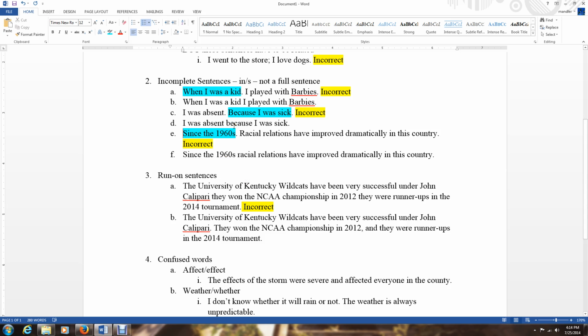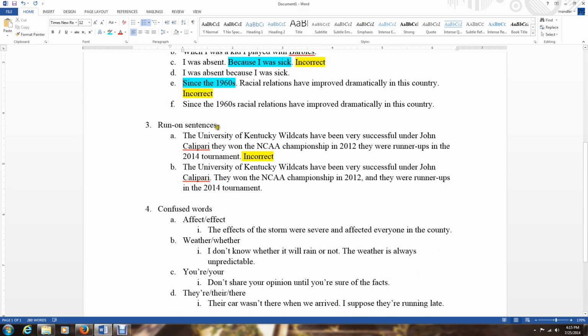For some reason, when we're writing, we put a period when we didn't mean to, but it creates this confusion for the reader. So, "Since the 1960s, racial relations have improved dramatically in this country." Usually when you see that incomplete sentence notation on your paper, it just means that you need to combine two sentences, usually the one that came before the incomplete sentence or the one that came after it. To check, just read your sentences in your essay slowly, and stop at the end of each one and think, does that sound like it could stand on its own as a complete sentence? "When I was a kid" doesn't. So you know that it's an incomplete sentence.